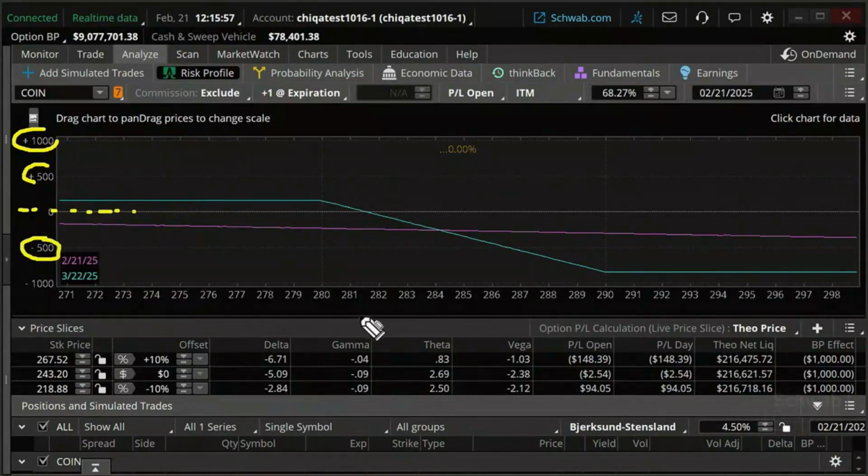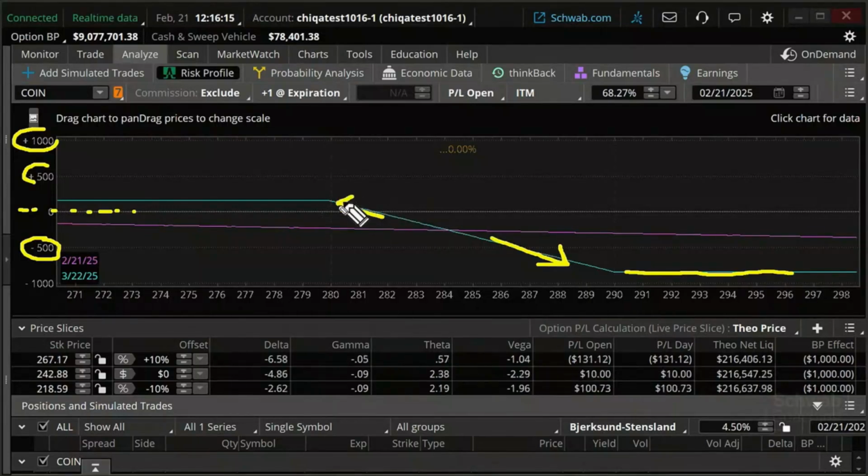And what we can see is, if the stock goes up, what happens? Well, it starts to get worse on us the more the stock goes up. And then at a certain point, it kind of caps out. It goes flat right here. We can see that cap out. If the stock goes down in price, if Coinbase goes down in price, at a certain point, it's profitable level and it caps up there.